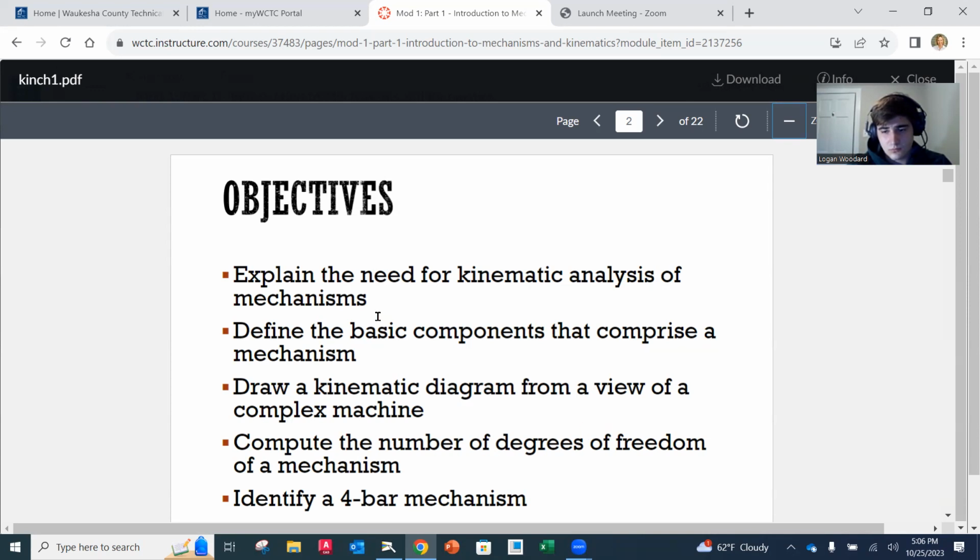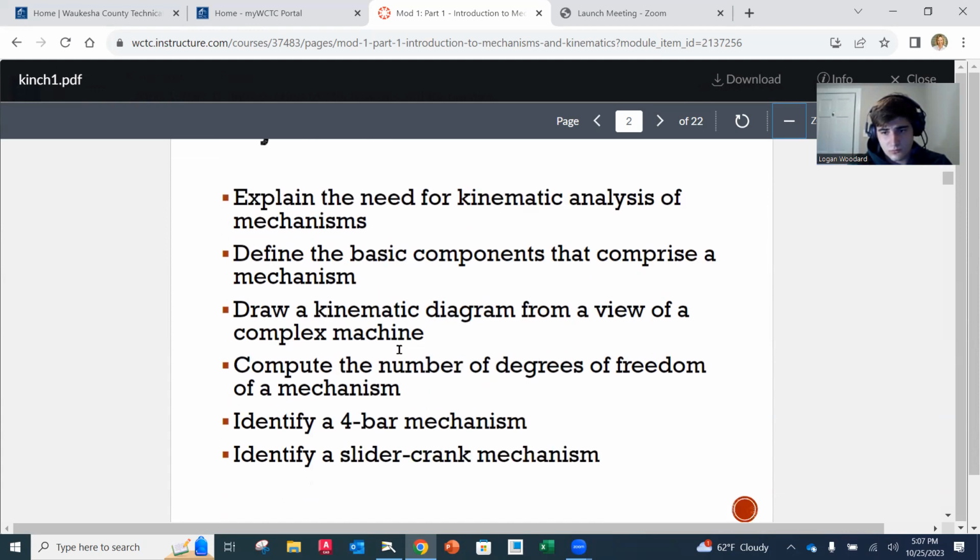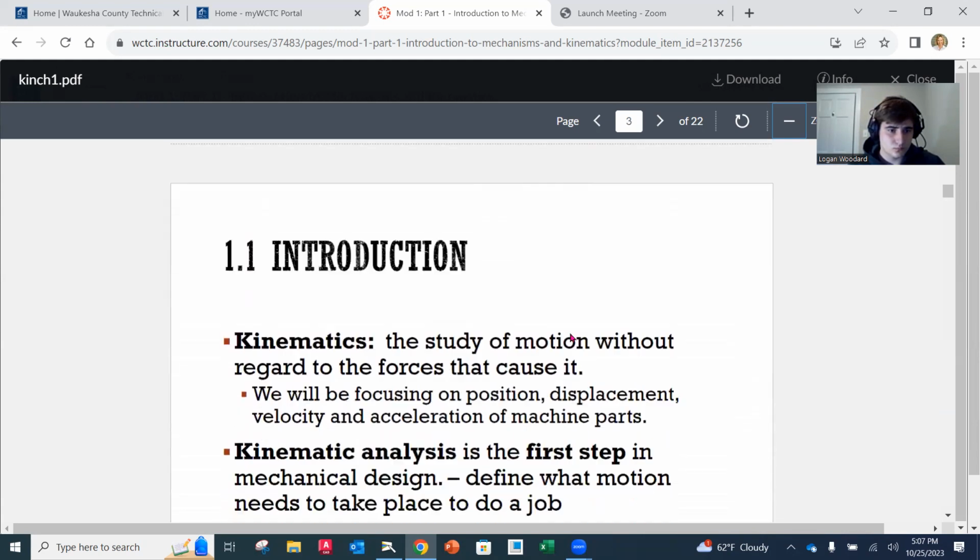So the objectives here are really to look at kinematics, define what it is, and then also look at mechanisms as well. We're going to look at the different components that comprise a mechanism. You're going to learn how to draw a kinematic diagram, and then also compute the degrees of freedom for a mechanism. Additionally, we're going to be looking at some standard 4-bar mechanisms, and then also identifying a slider crank mechanism and calculating different things with that.